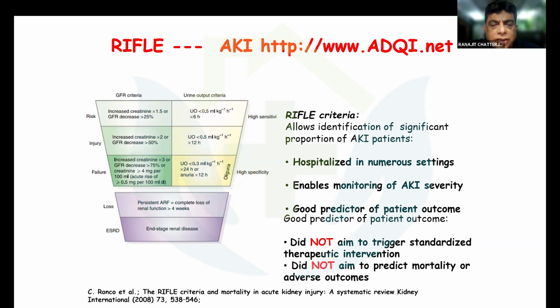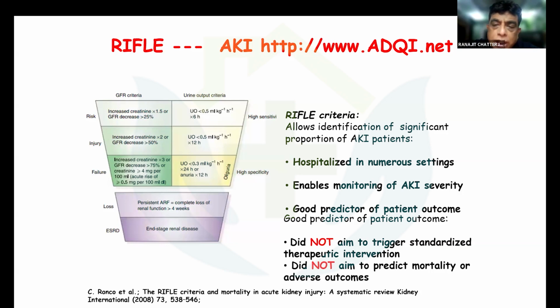And loss and end-stage renal disease, they are also here in RIFLE. These last two have been removed by AKIN and KDIGO. AKIN also removed the glomerular filtration criteria. KDIGO only in stage 3, only for children, they have kept GFR as a criteria. So you should be knowing all these criteria as well. Then only you can go for a good answer for the questions that will be coming. Remember, it did not aim to trigger standardized therapeutic intervention. It did not aim to predict mortality or adverse outcomes. These questions have come. So that is the reason I have highlighted them.